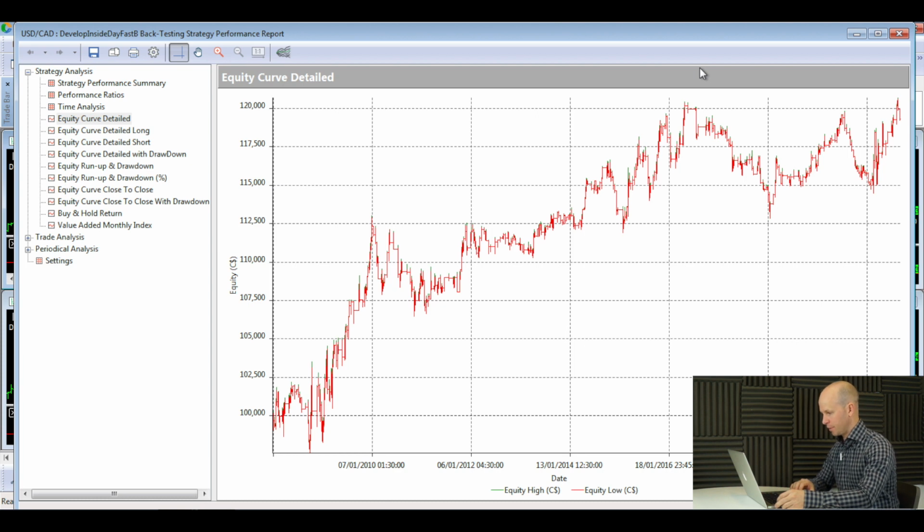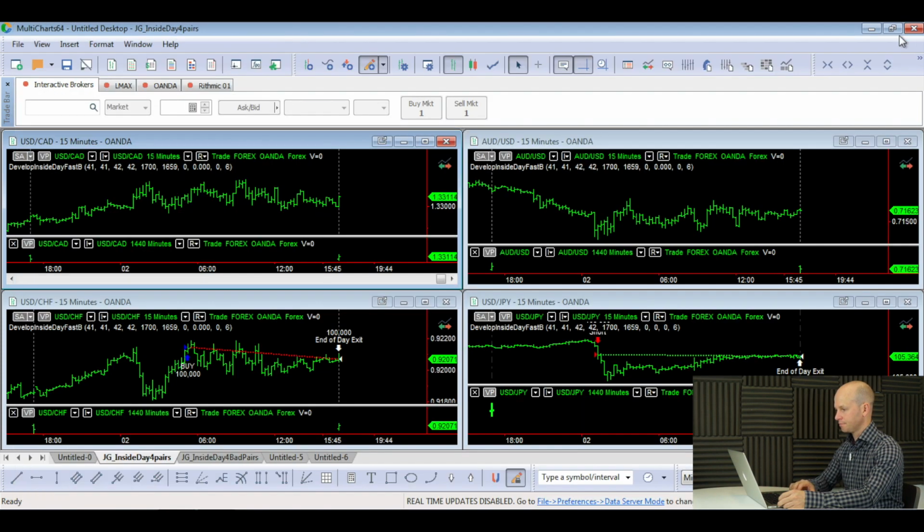And that's a bit of a different picture. Look, it started at 100, went all the way up to 120, went sideways slightly, but straight away we can see that this strategy works a lot better on dollar CAD, or US dollar Canadian dollar.